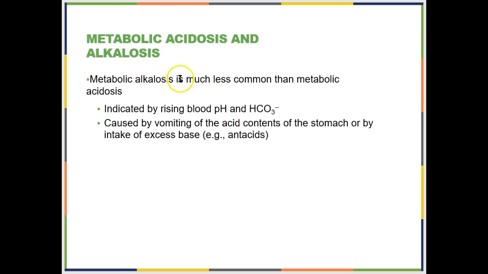And then metabolic alkalosis, as this says, is much less common because your metabolism in general tends to acidify your bloodstream. The best example I have of metabolic alkalosis is caused by the vomiting of your stomach contents. So it's the reverse of what happens in your small intestine.